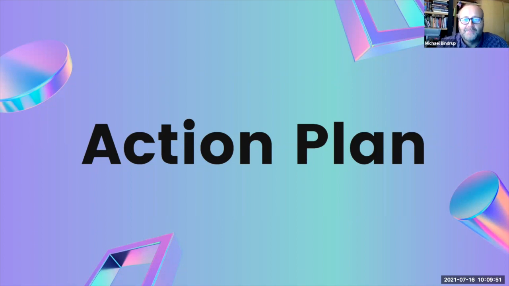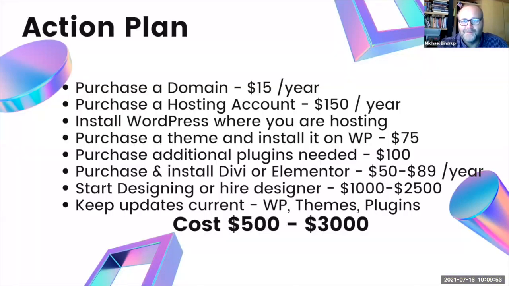So here's your action plan if you want to use WordPress. First of all, you've got to purchase your domain name, more or less $15 a year, about the average cost. Then you have to purchase a hosting account. $150 a year is what they average. You can find them cheaper, and there are some more expensive too. That's about what they run.